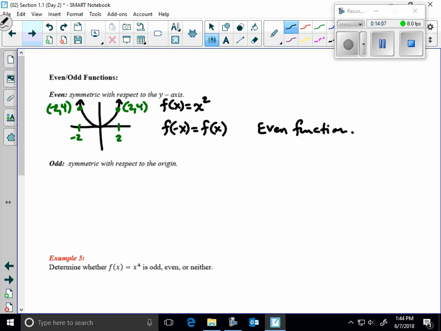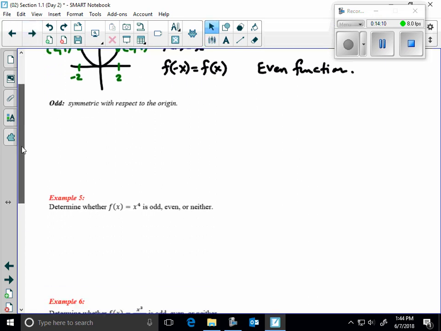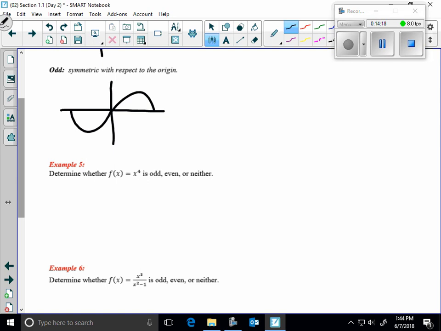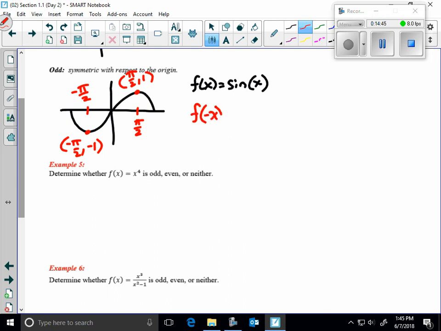Symmetric about the y-axis. Okay, odd functions are symmetric with respect to the origin. Example, how about the sine function? Okay, f of x equals sine x. Well, let's go here at pi over 2. If I plug in a pi over 2 into sine of x, I get a 1 out. What happens if I plug in a negative pi over 2? If I plug in a negative pi over 2, I get a negative 1. So in order for a function to be odd, f of negative x has to equal the opposite of f of x.